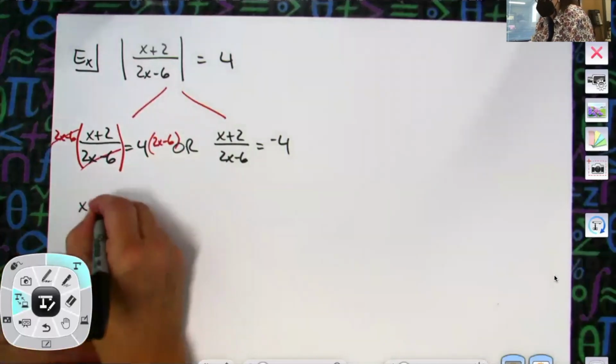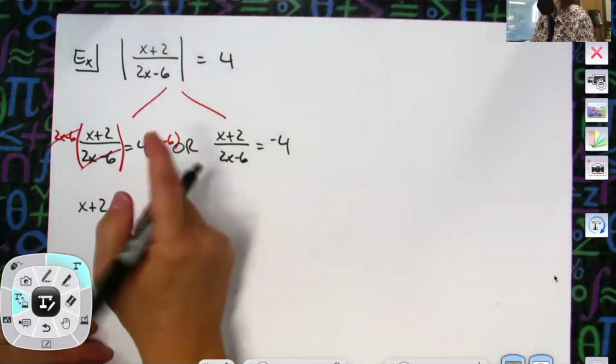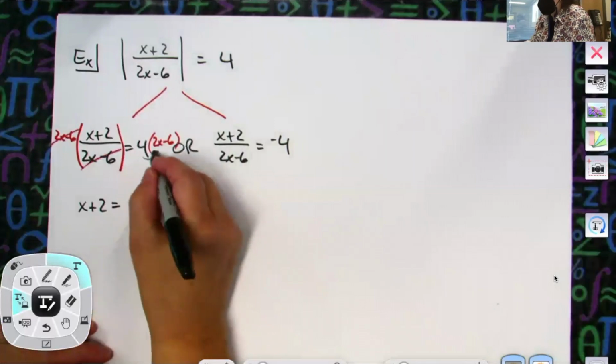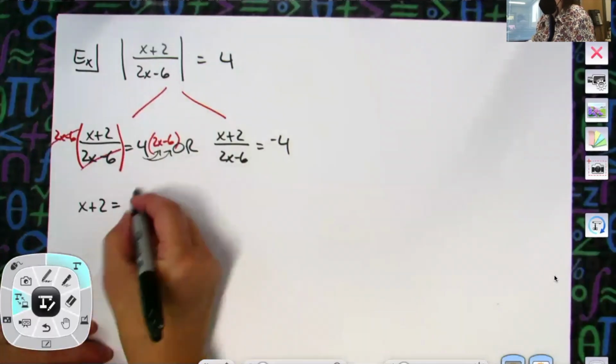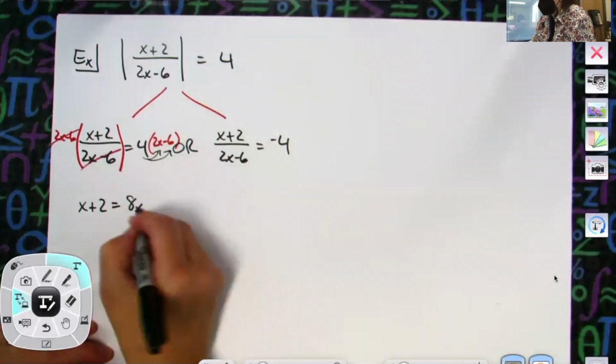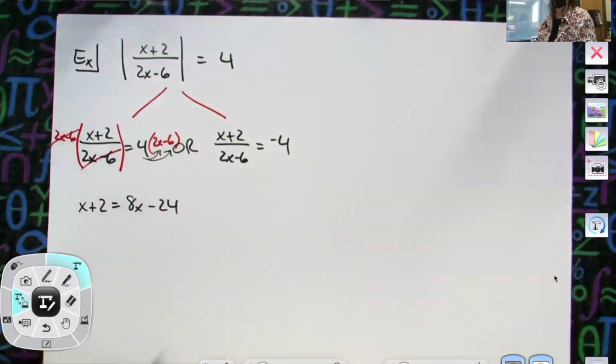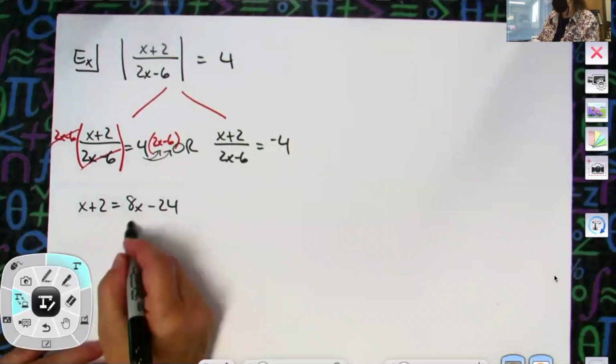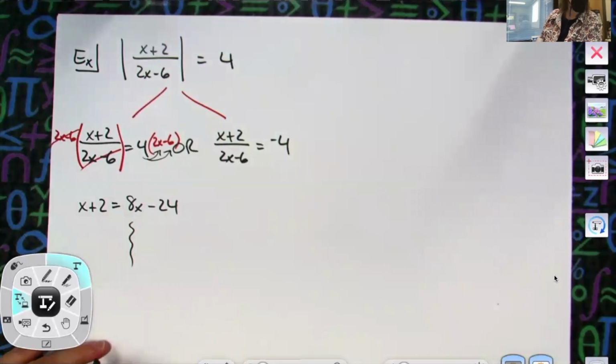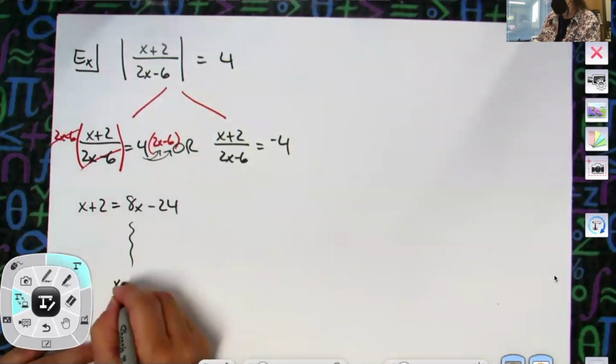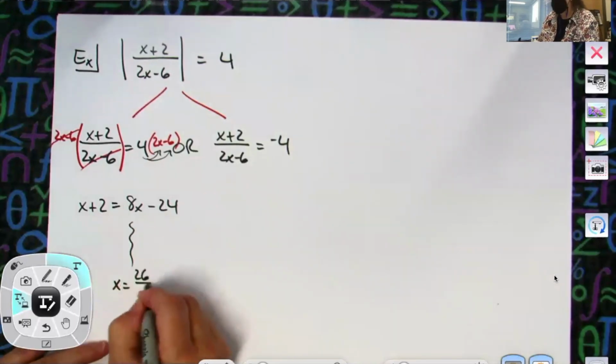You've got an x plus 2. Over here, you probably could go ahead and distribute that in that next line. So 8x minus 24. Now you're down to a nice little equation that you can solve. We can do that the rest of the way down. I think we're going to get x equals 26 over 7.